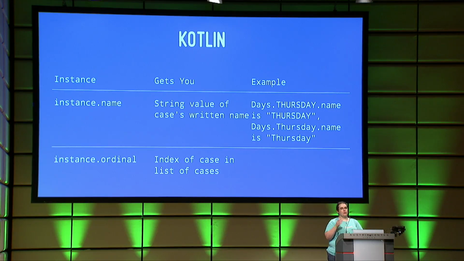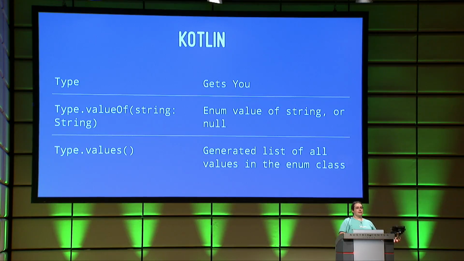And instance.ordinal will actually give you the index of the case in the list of all of the cases. So what that means is that in the red, yellow, green example, if you say green.ordinal, you'll get back 2, because that is a 0 index thing, because of course it is. And you also get a lot of information from the type. So in the type, you can actually pass in a value of string, and it will return either an instance of that string, or of the enum type related to that string, which is the same name.